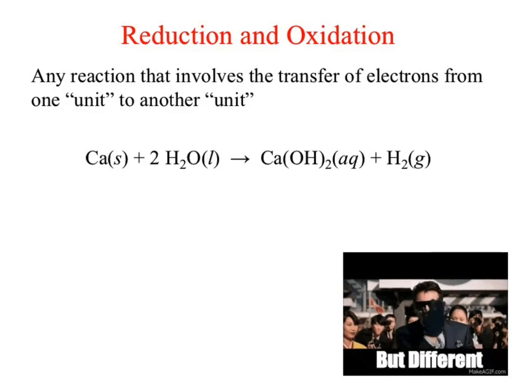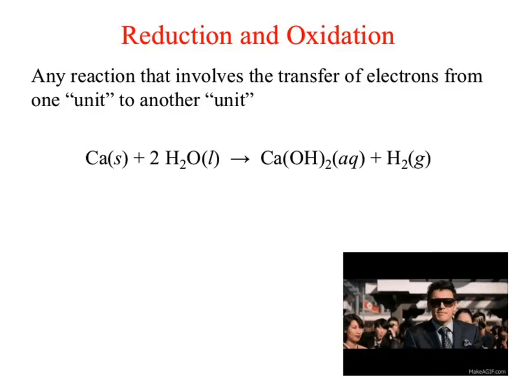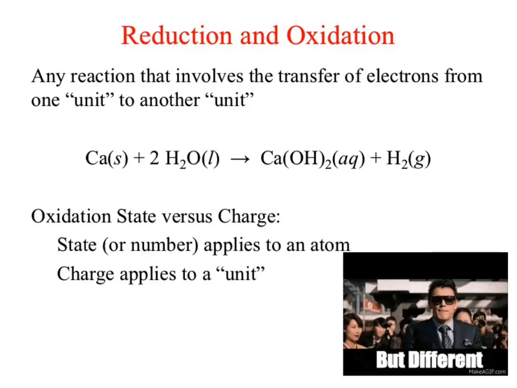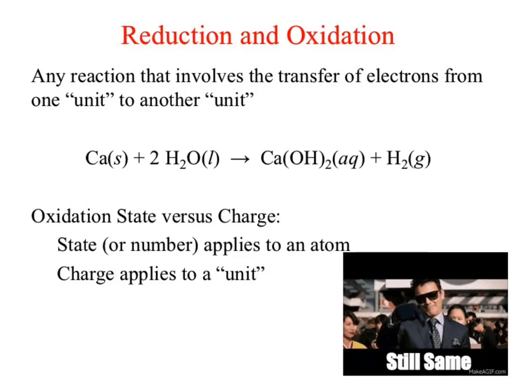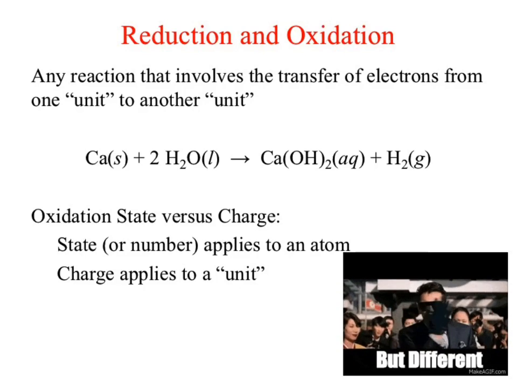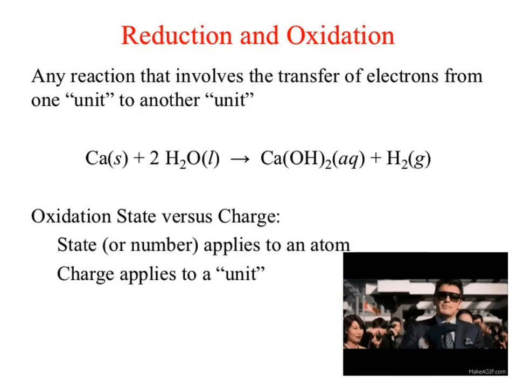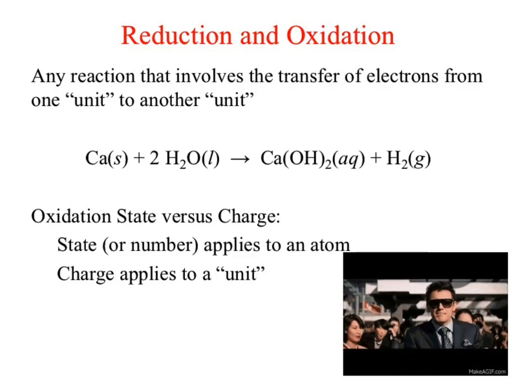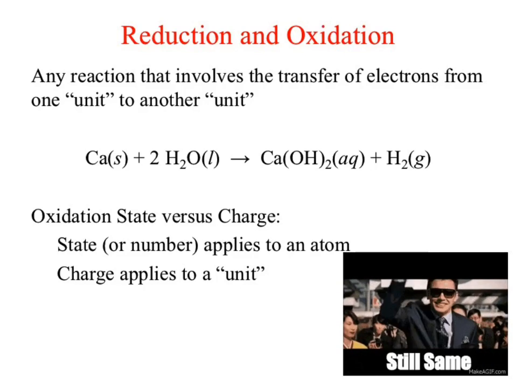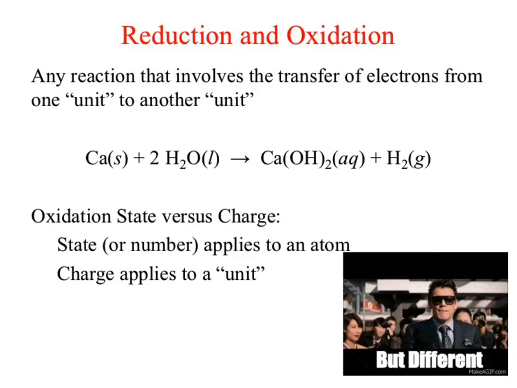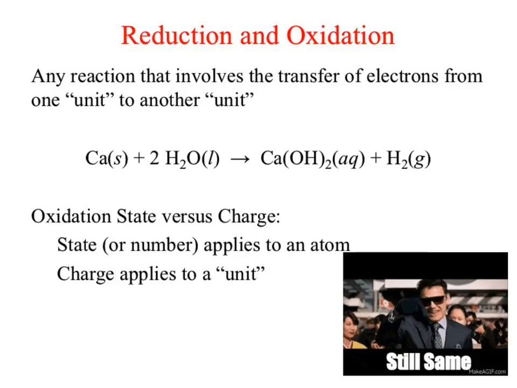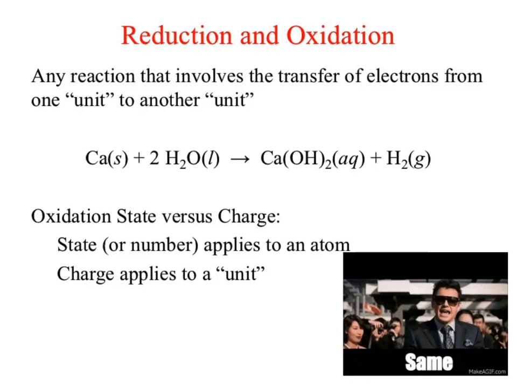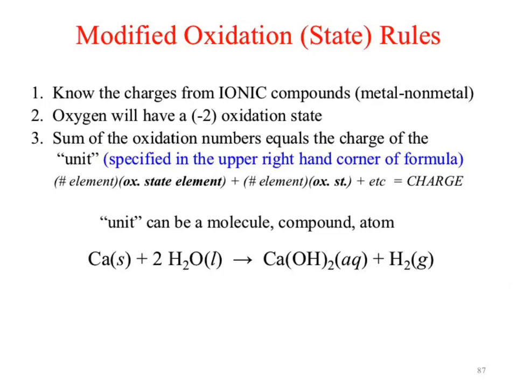So we've got an example reaction here, showing how calcium gives up its electrons to produce something. This is where we're looking at our oxidation state versus charge. The oxidation state or oxidation number applies to a single atom. The charge applies to a unit. And that's the hard part to remember. Sometimes a unit is an atom, but not always.